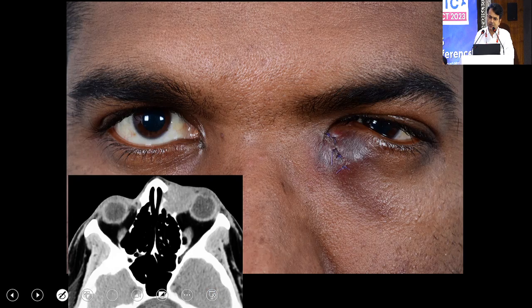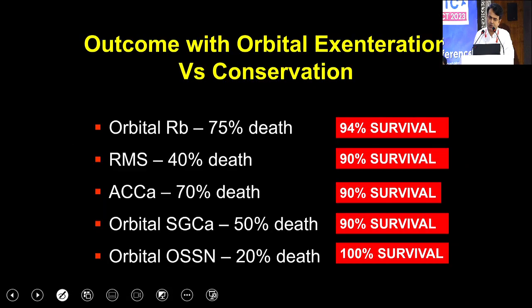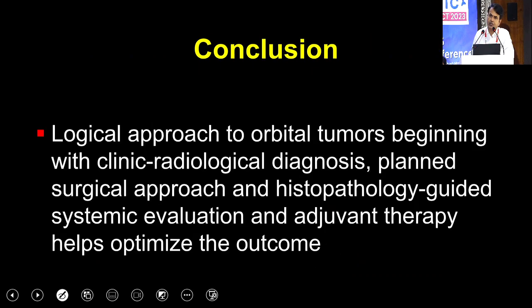So in conclusion, I would say that's sebaceous gland carcinoma, which Anusua already showed. In conclusion, I would say that exenteration can be avoided in many of these patients, and a logical approach to the orbit, starting from a good clinical history, radiological evaluation, clinico-radiological correlation, then deciding on whether you want to do an incisional biopsy or excisional biopsy, taking safe approaches to excisional biopsy, relying on the pathology for adjuvant treatment helps optimize the outcome. Thank you so much.